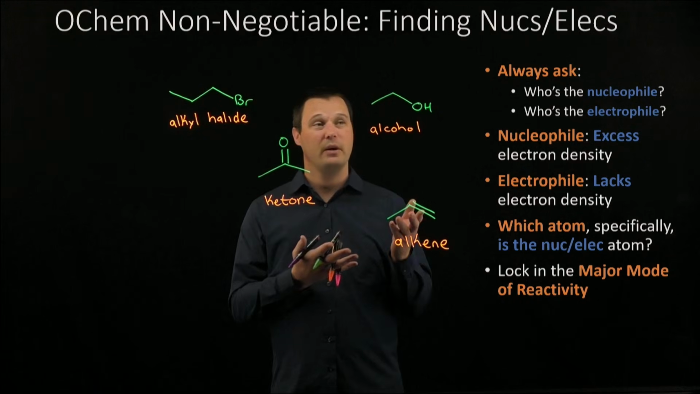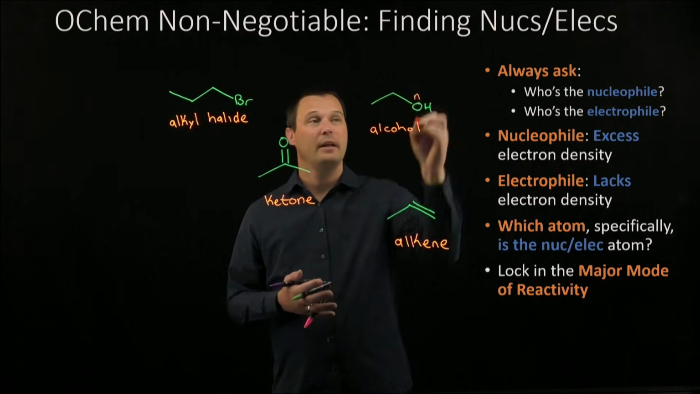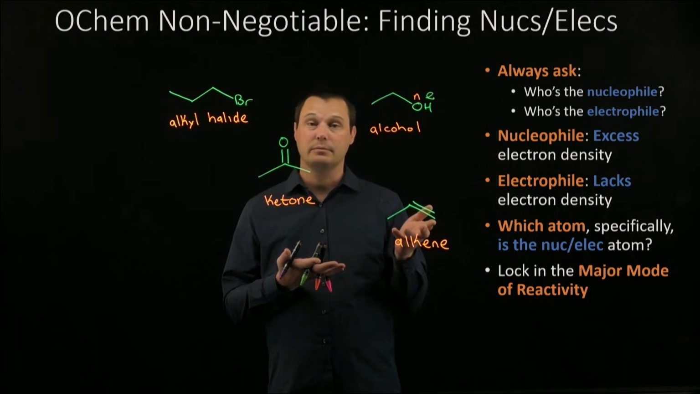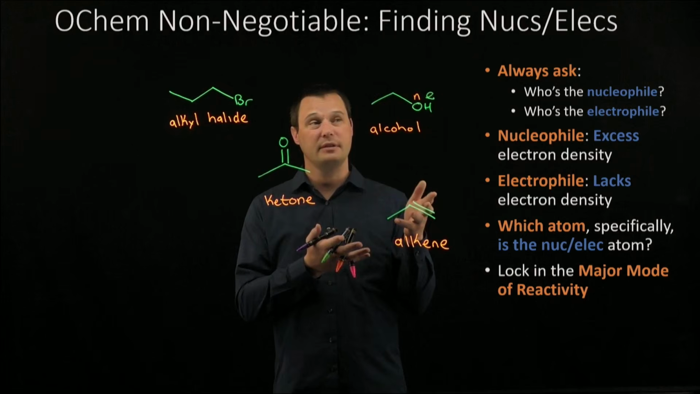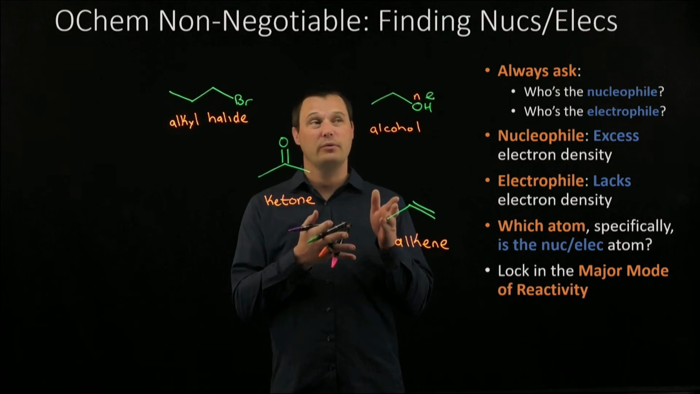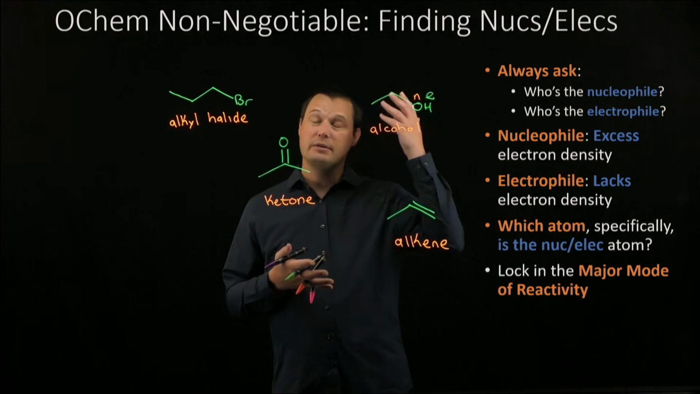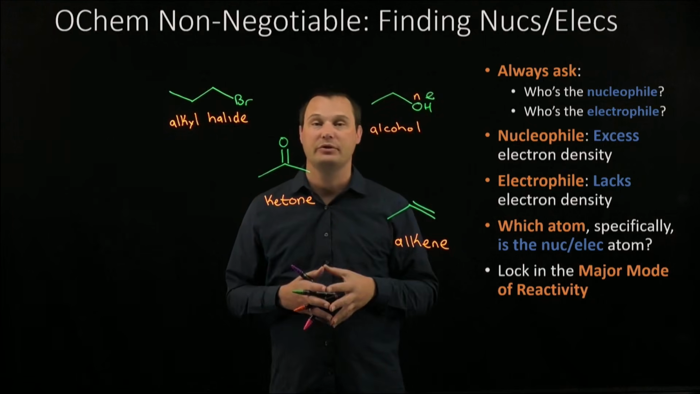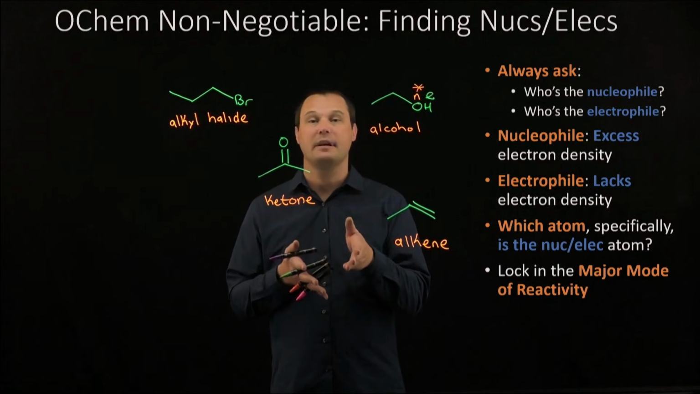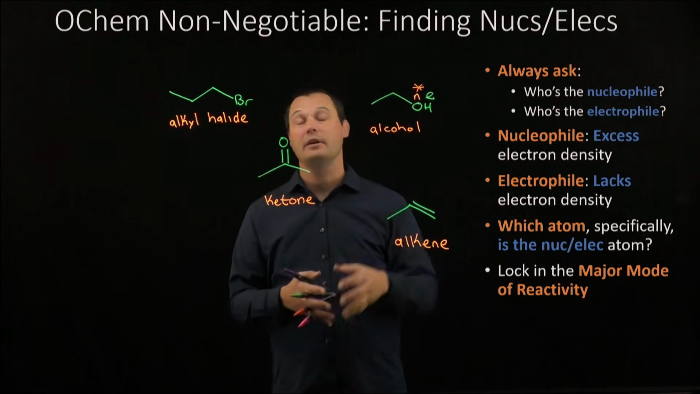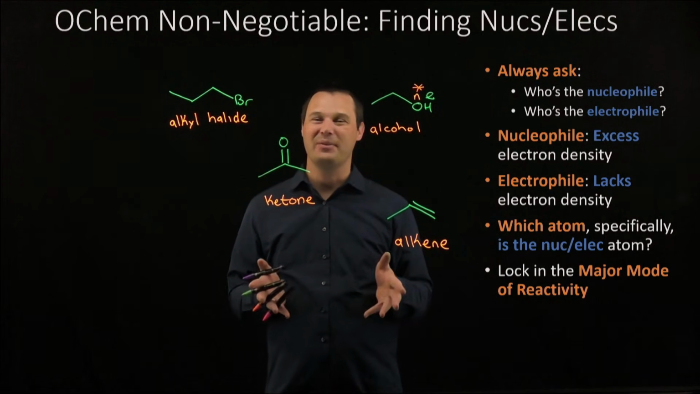Take, for example, an alcohol. An alcohol can be a nucleophile at oxygen and an electrophile at hydrogen. Both are true, but every time you turn the page and see an alcohol, there's one mode of reactivity that should jump out immediately. Whenever you see an alcohol, I want you to start thinking weak nucleophile at oxygen. That should be your default setting. If you can train your brain to see an alcohol and immediately see a nucleophilic oxygen with lone pairs, then you're on the right track.